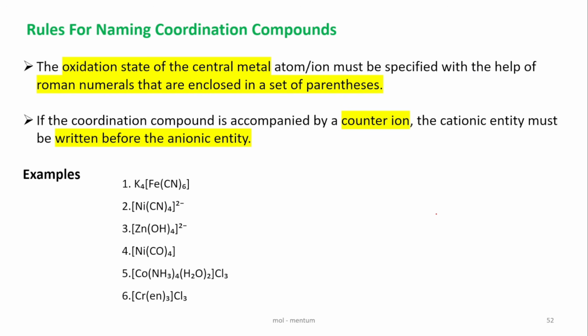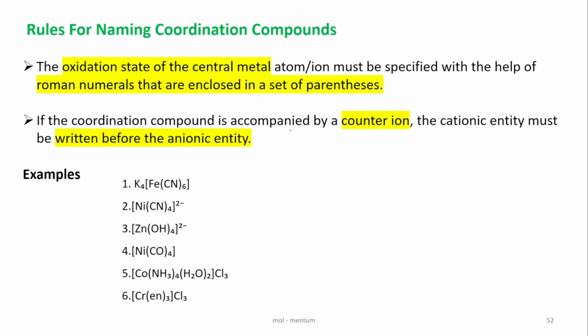Okay. Now rules, again the continuation. The oxidation number of the central atom must be written with the help of Roman numerals. Important: and that too enclosed in parentheses. So suppose we are writing 3, we will write III. For 4, we will write IV. For 1, we will write I. But 0 is written only in this way, because we have only this possibility for 0.